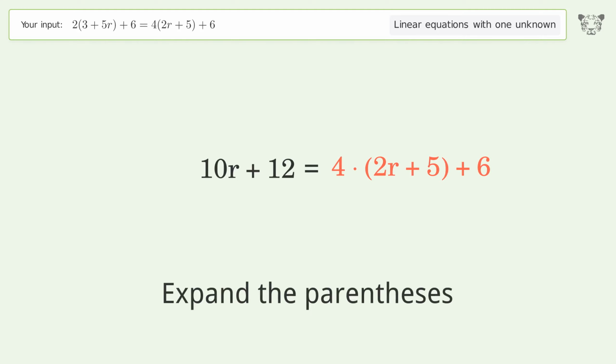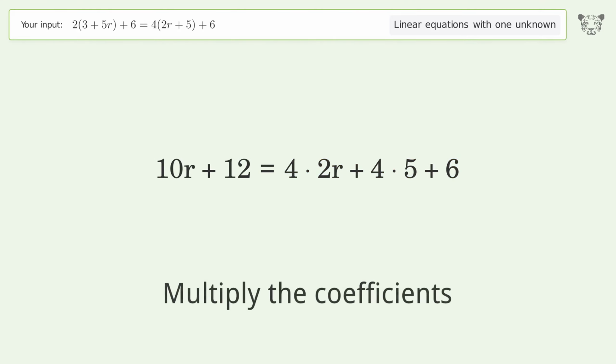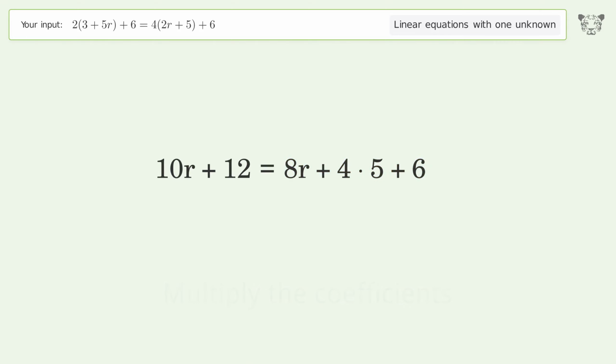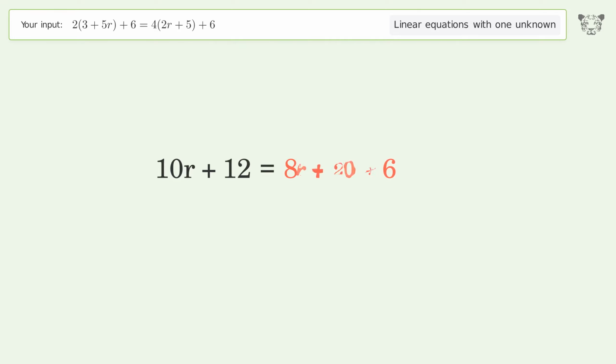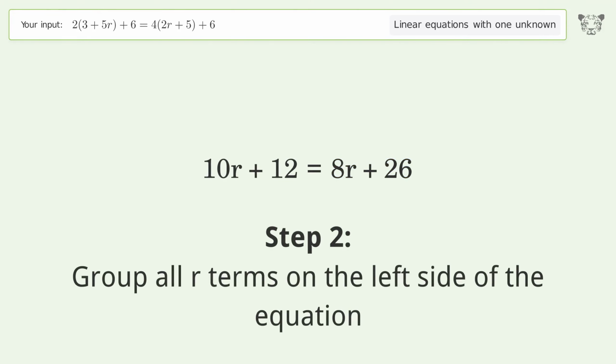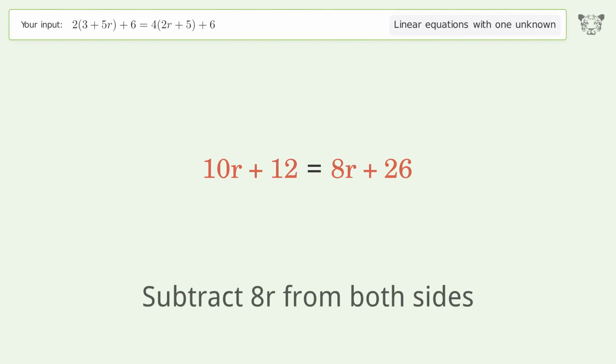Expand the parentheses. Multiply the coefficients. Simplify the arithmetic. Group all r terms on the left side of the equation. Subtract 8r from both sides.